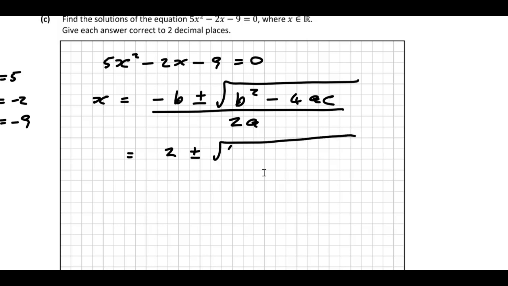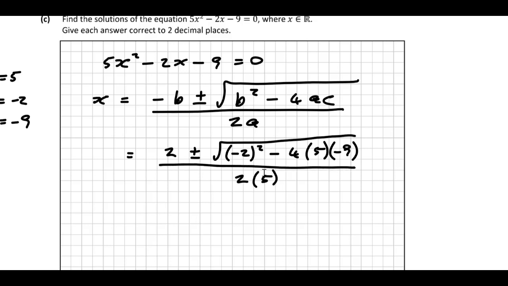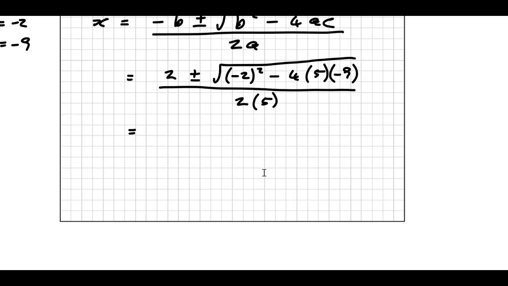Plus or minus the square root of b squared, so that's minus 2 squared, minus 4 times a, which is 5, times c, which is minus 9. Put all of that over twice a, so twice 5. So these are our two answers, so we just need to sort all this out.